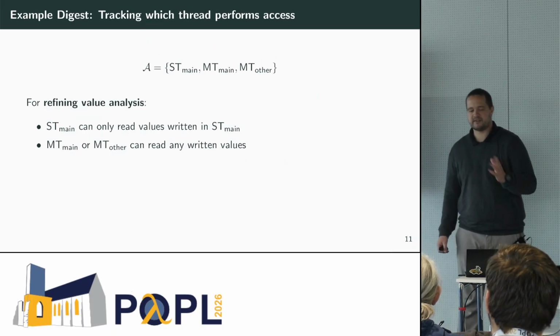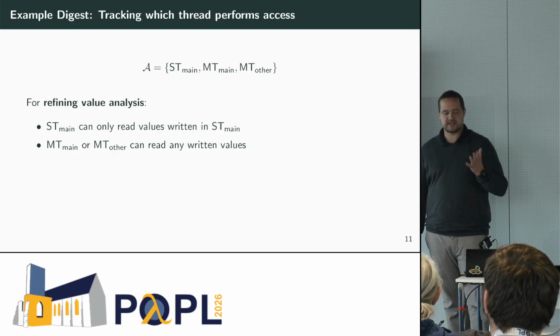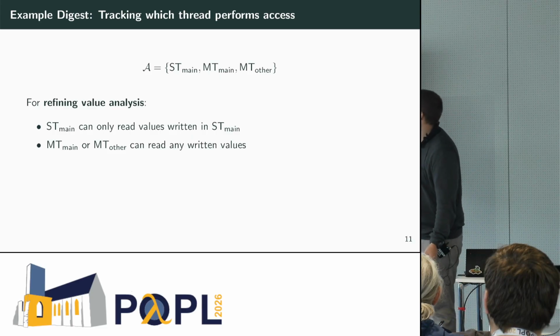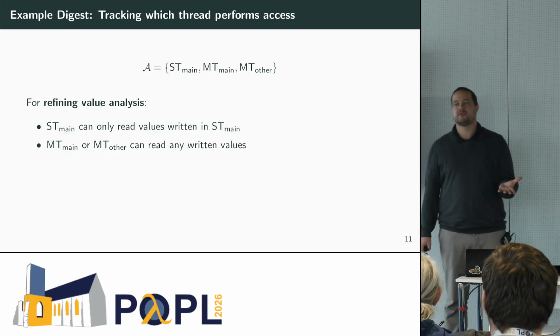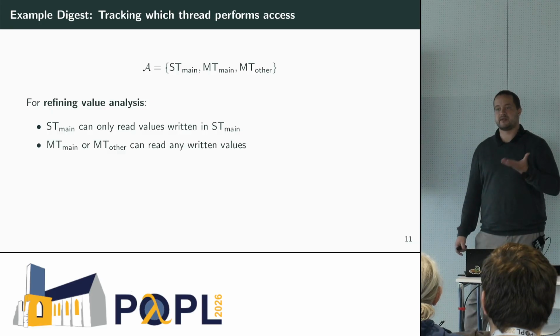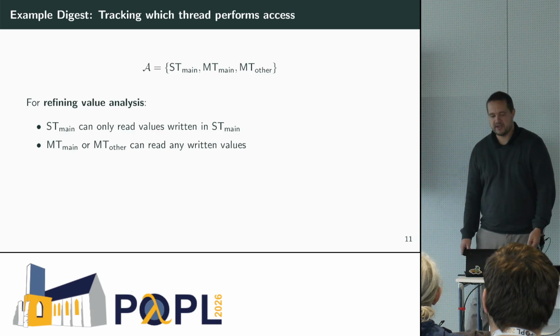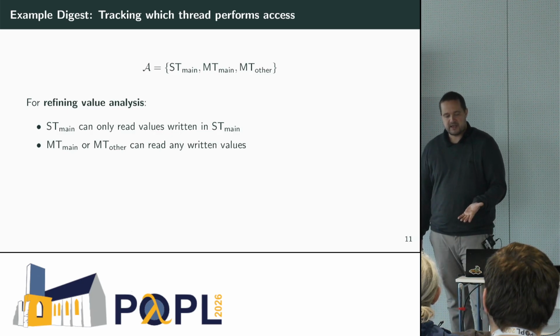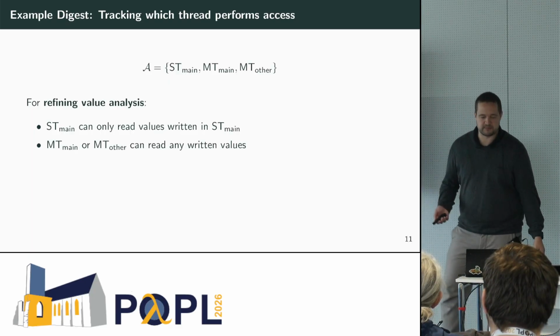And when we think back to our value analysis, we can say that some things are not compatible and others are. So for example, if a thread is st main, then it would only be able to read values that were written by the main thread. This is one of the conditions that we can give. And the other one is that empty main or empty other can read any other values, can also read things that were written while the program was still potentially single-threaded.